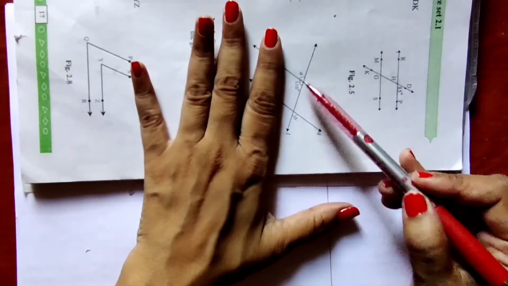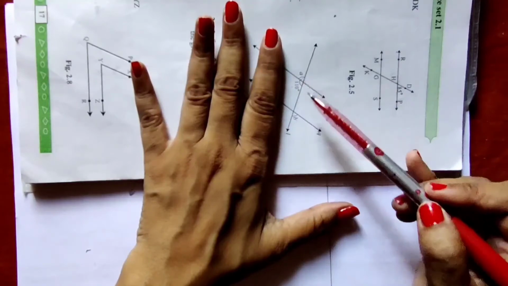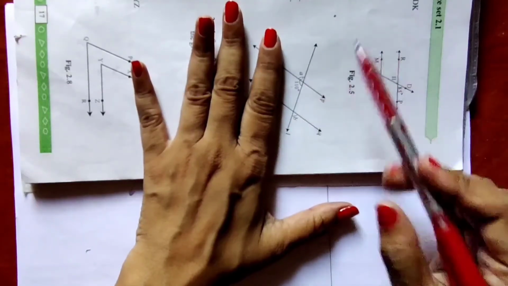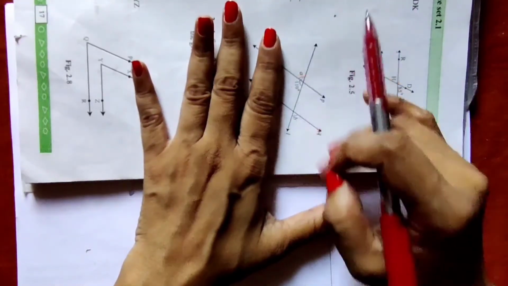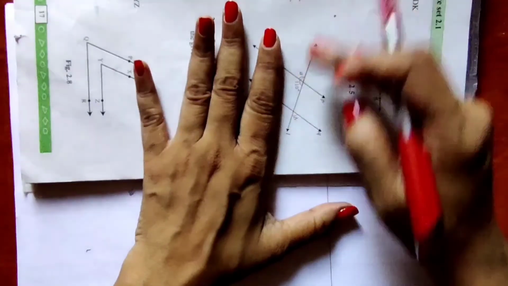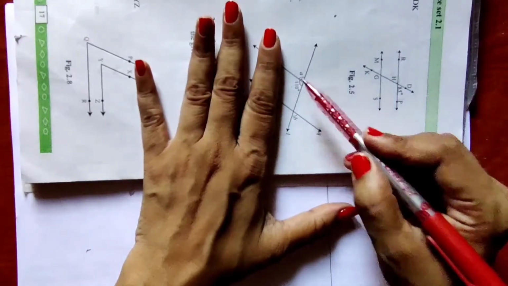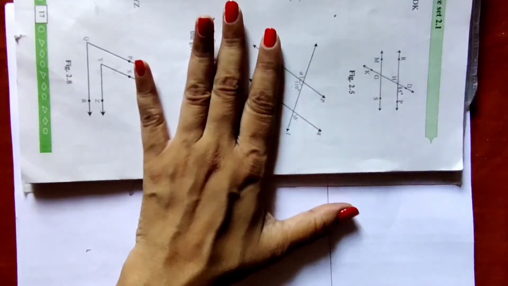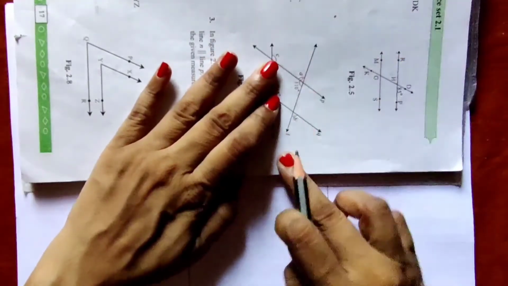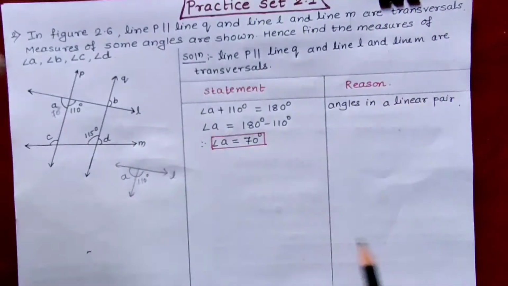When we observe this A and B, we can see they are exterior alternate angles. They are on the opposite side of each other, and they are on the exterior side of the transversal and exterior side of the line, and that's why they are exterior opposite angles. I will show you by drawing these two lines and their transversal L separately. Let me draw here.